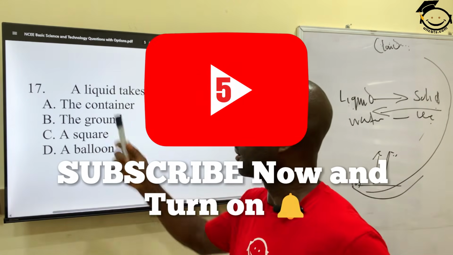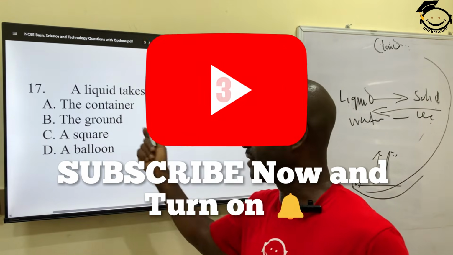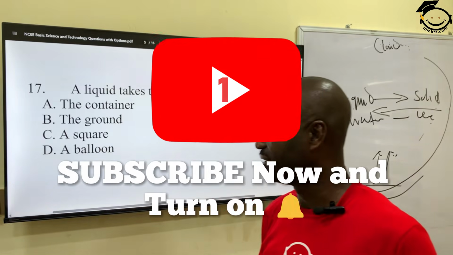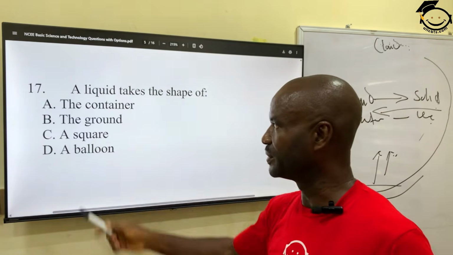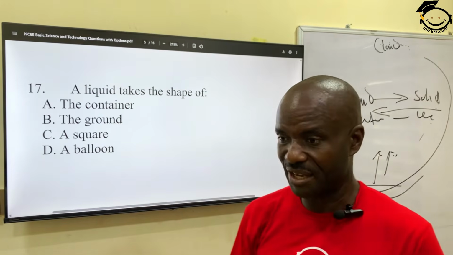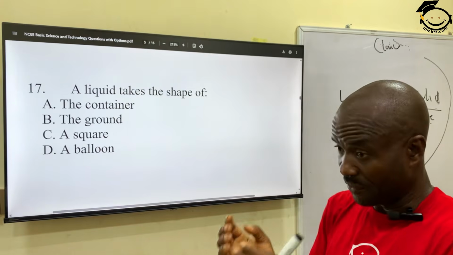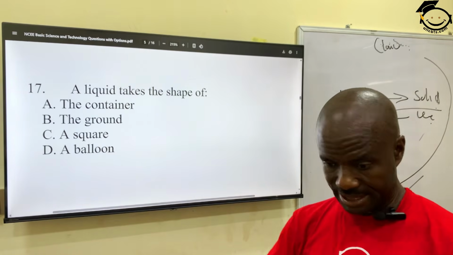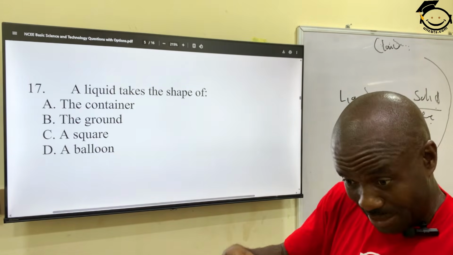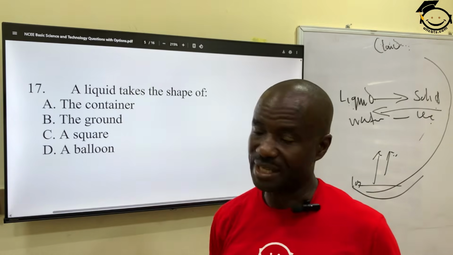A, the container, of course, I said the answer. On the ground, does it take the shape of the ground? A square, does it take the shape of a balloon? No. A liquid will only take the shape of the container where you put it. For instance, if you put water inside a square, it will take the shape of that square. So liquid only takes the shape of the container you put it in.